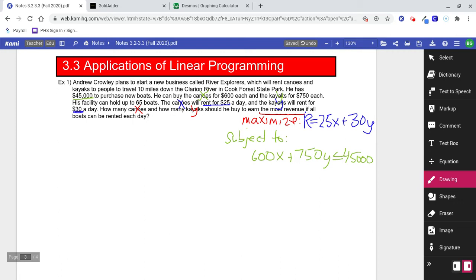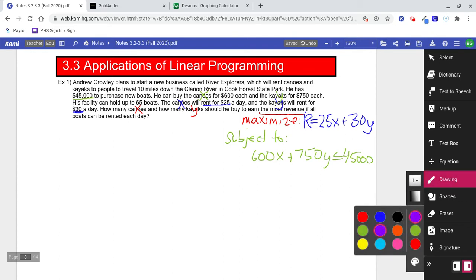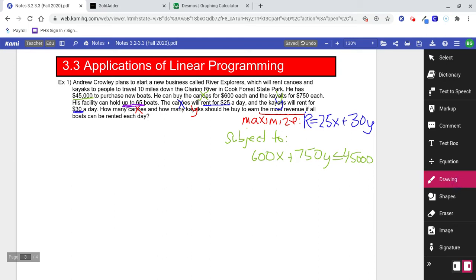Let's see, what else do I have? His facility can hold up to 65 boats, okay? So think about what that means. Up to 65 means, can he have 64? Yes. Can he have 66? No, that's an inequality. It's talking about less than or equal to 65.